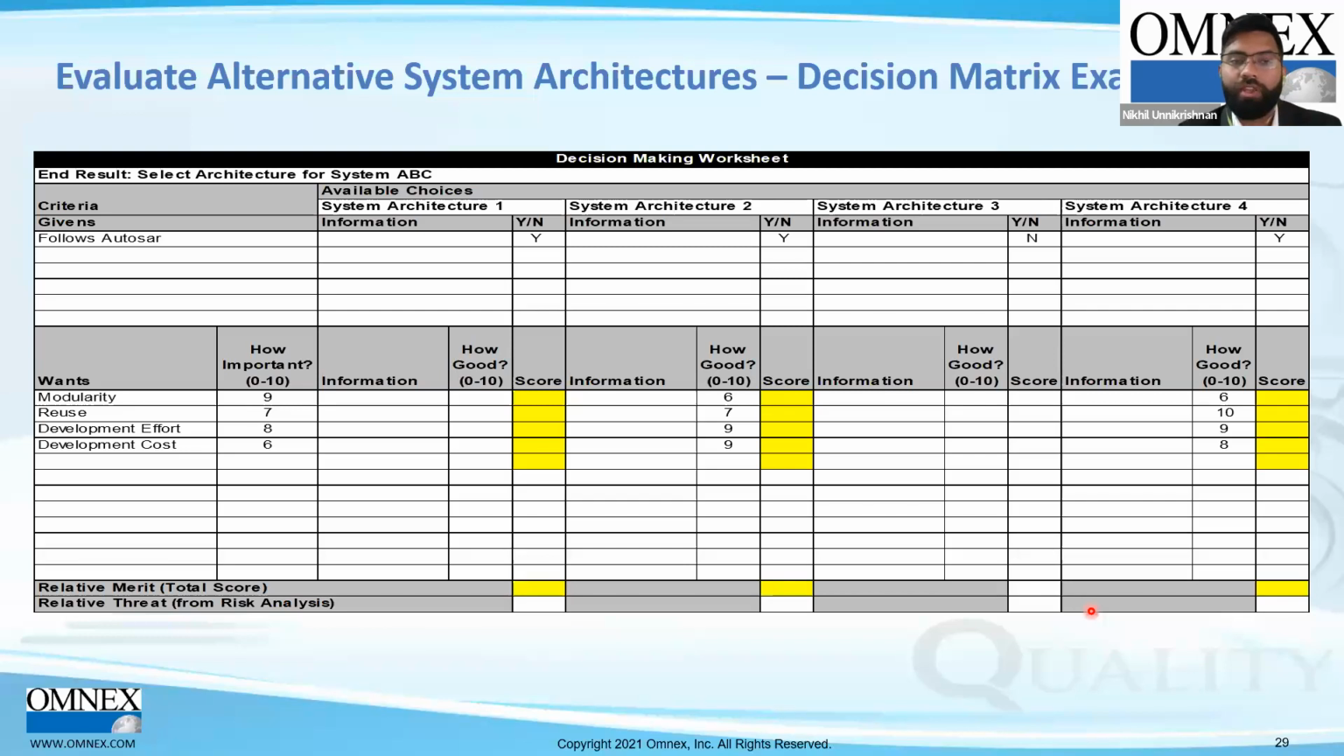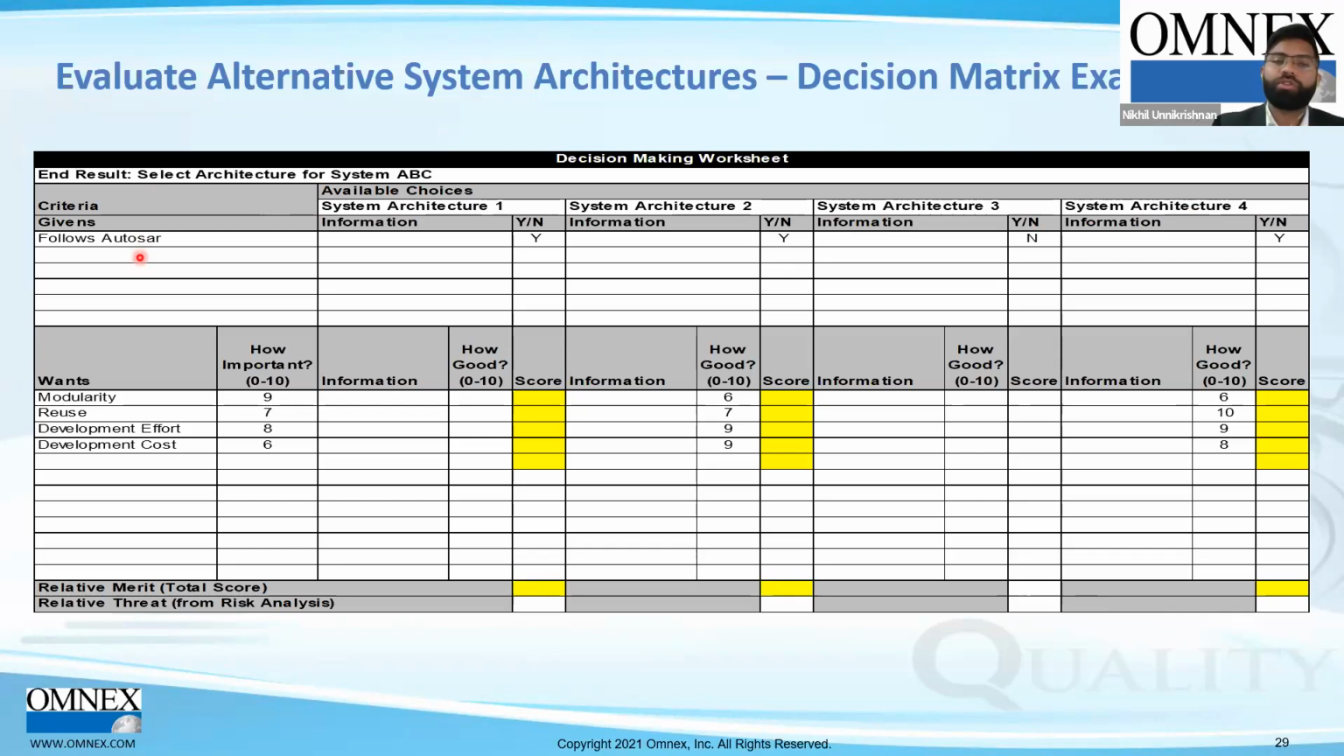So in the decision-making worksheet, we're talking about what's my end result. My goal is to select the architecture for system ABC. And my available choices, which serve as criteria, I have architecture 1, 2, 3, 4. I have 4 different architectures. Now you document something called givens. Givens can be thought of as the must-haves. So it needs to follow, let's say, AutoSAR.